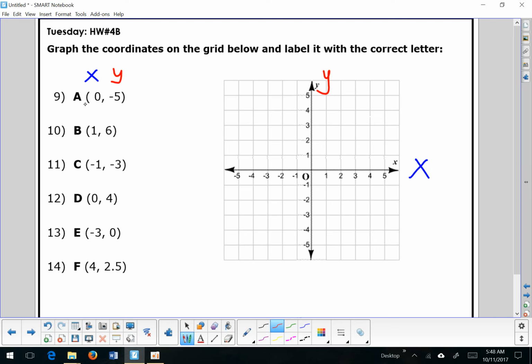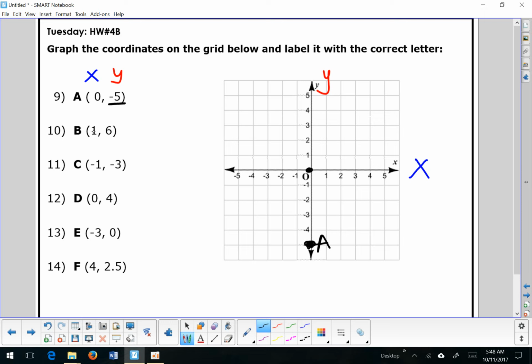So if I travel 0 on the x-axis, then as I'm moving, I would go nowhere left or right. So from here, I go nowhere right, nowhere left. I stay lined up with 0 on the x-axis. But then I need to locate -5 on my y-axis. So I need to move down 5 units. And that's where my first point will be located. Label it with the letter you were given. That's point A.